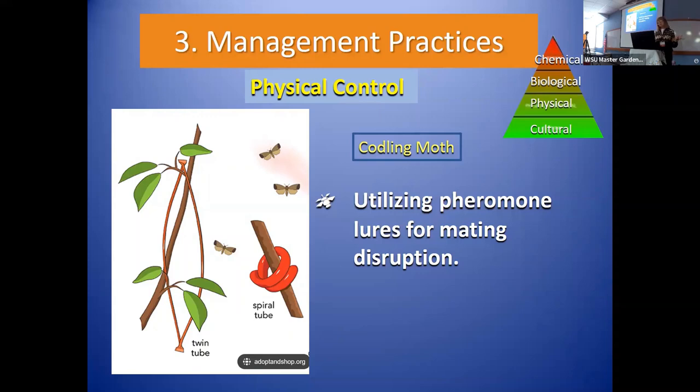But if you are here in Western Washington, I'm sure you're not going to bring a big aerosol dispenser into your backyard. But you could try these chemical lures, and I brought some with me, but I forgot to bring it up here to show you. But they would very likely be very effective against codling moth.